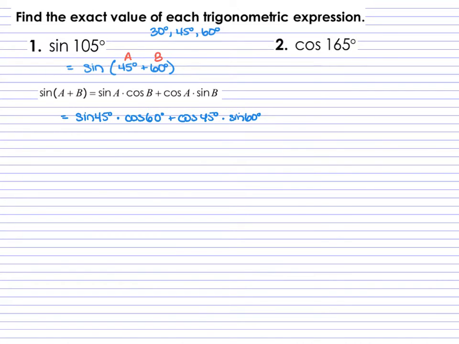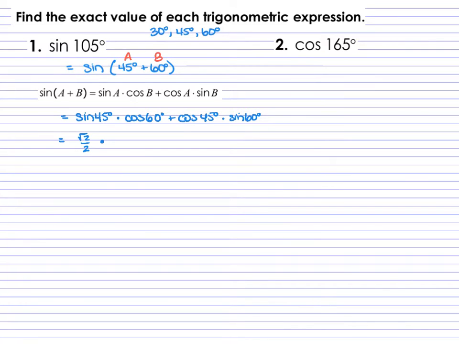Now you need to bring in your knowledge and your memory of the unit circle. If we're talking about 45 degrees, the sine of 45 degrees, or the y value of a 45-degree angle, is going to be the square root of 2 over 2, times the cosine of 60. So 60 is the furthest one up towards 90 degrees.